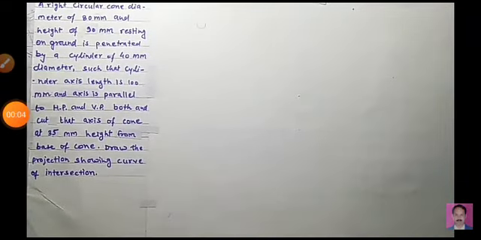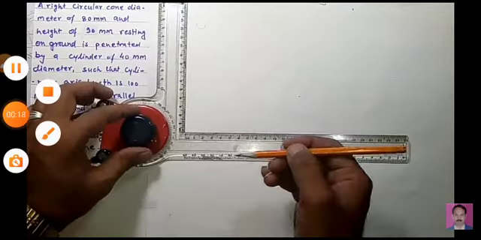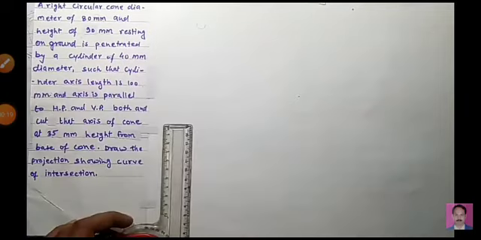Hello friends, today we'll draw an intersection of a cylinder and a cone. On the screen you can see a cone of 80 millimeter diameter and height of 90 millimeter.